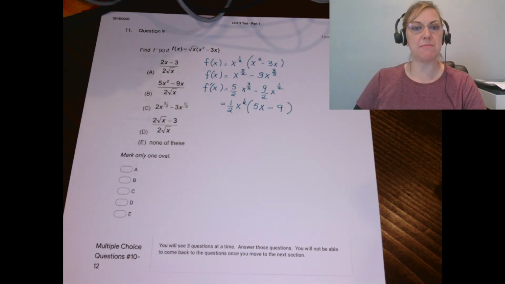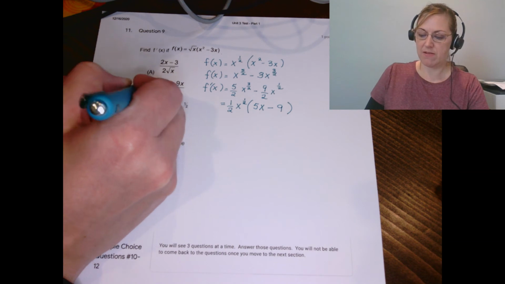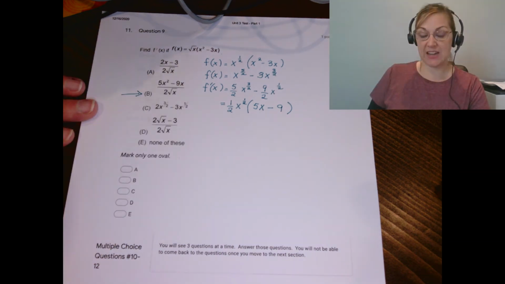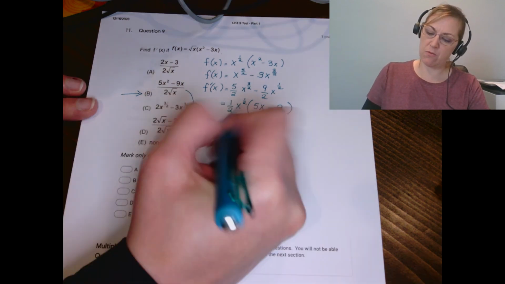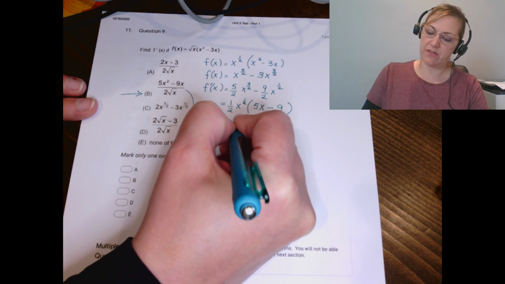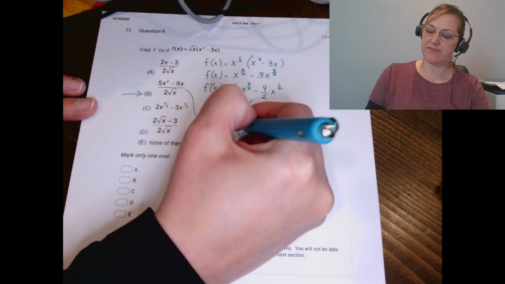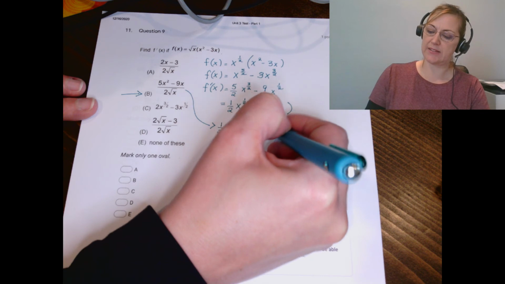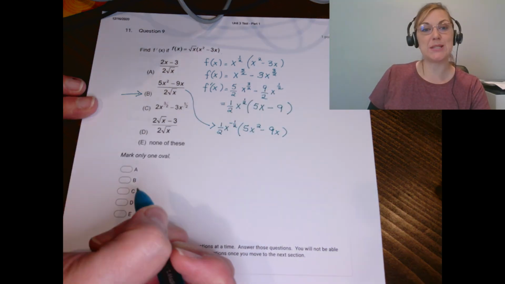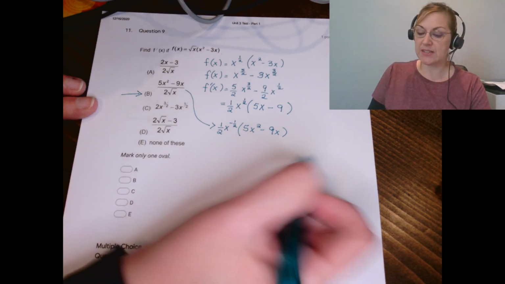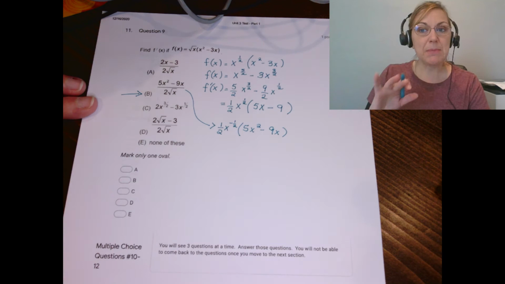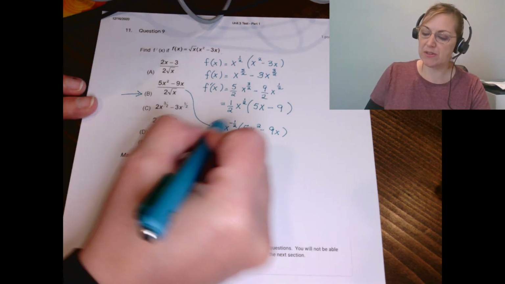Tricky. I don't see any of my answers. The only one that looks close to it is this B here. Let's see if I can make them look the same. Okay, this would be 1 half x to the negative 1 half distributed to 5x squared minus 9x. Let's see if we can get them to look the same. It's the only one that's close, right? Because of the 5s and the 9s. So what I'm doing is I'm taking an answer choice now and I'm manipulating it to see if they're the same. I'm going to distribute these two here.